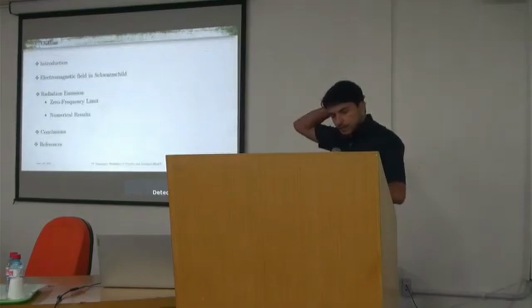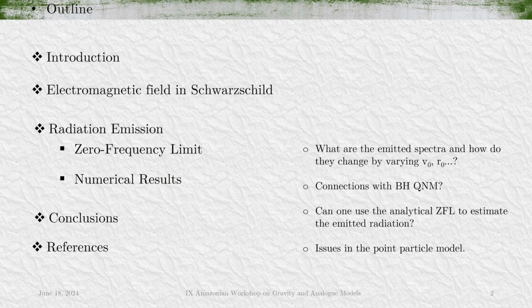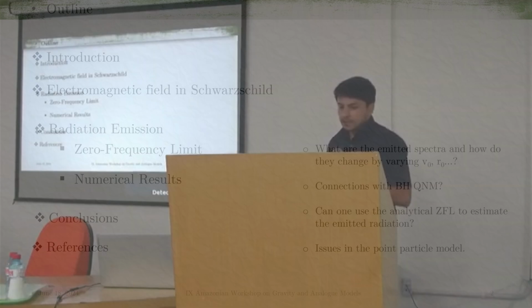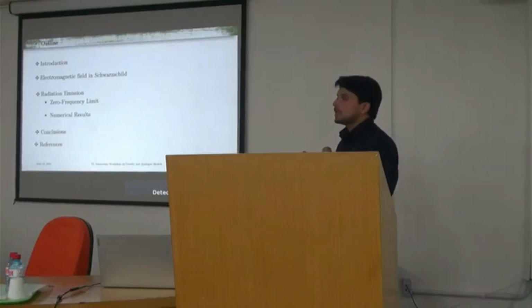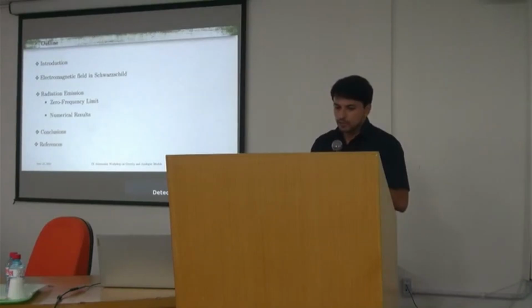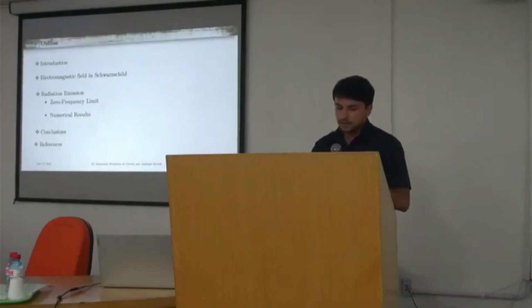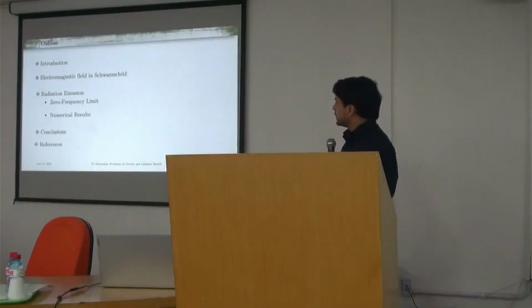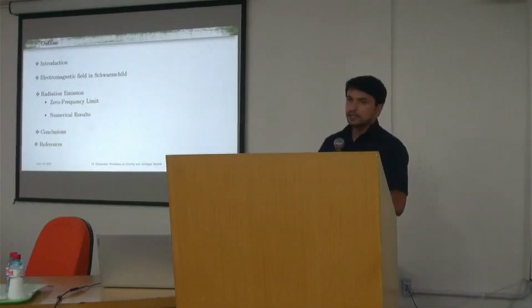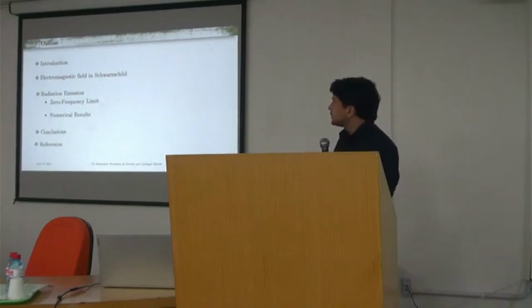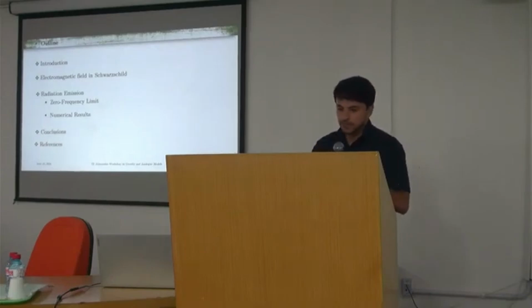Our main objective with this work was to investigate semi-classically the radiation that is emitted by a charge that is radially falling into a Schwarzschild black hole. In order to achieve this objective, we needed to review the dynamics of the electromagnetic field in Schwarzschild and obtain the one particle emission amplitudes. And with these amplitudes, we study the radiation that is emitted by the charge.